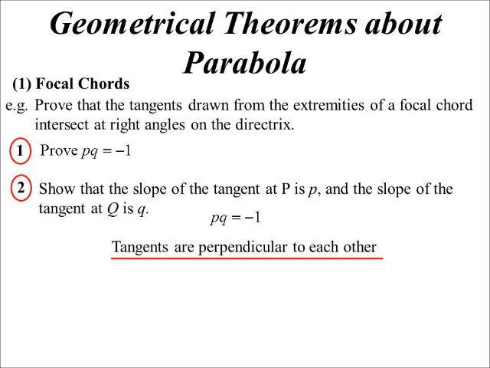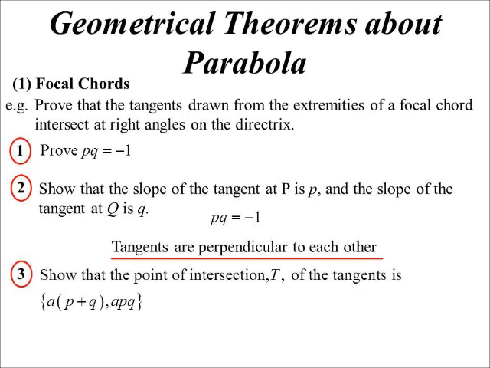The second part we want to prove is that they meet on the directrix. So we're going to have to find the point of intersection of our tangents. Mind you, we really only need the y value. Remember, the equation of the directrix is y equals -a. So if we can show that the y value is -a, then it must meet on the directrix.